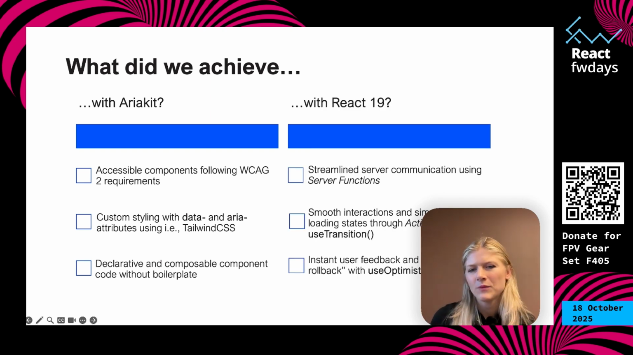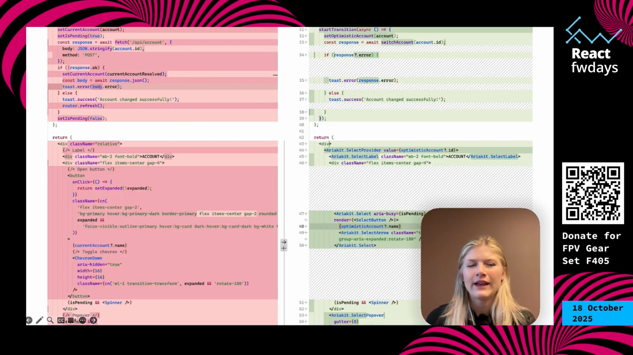And with React 19, we were able to streamline our server communication using server functions, skipping the API layer. We utilized alternatives to common solutions like useState, useEffect, and got smooth interactions and simplified loading states through actions with useTransition. And we achieved instant user feedback and error rollback with useOptimistic. I mean, just look at this diff that we created in the demo. It's just so much better, right?